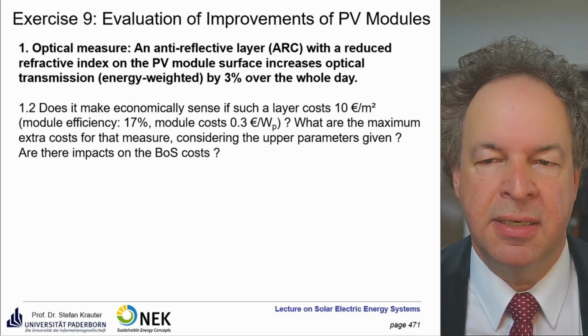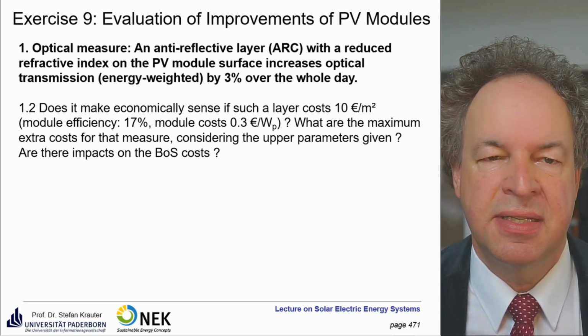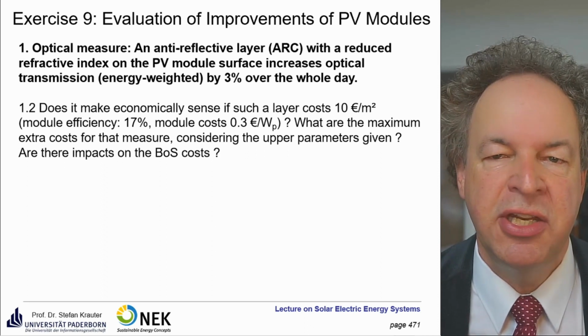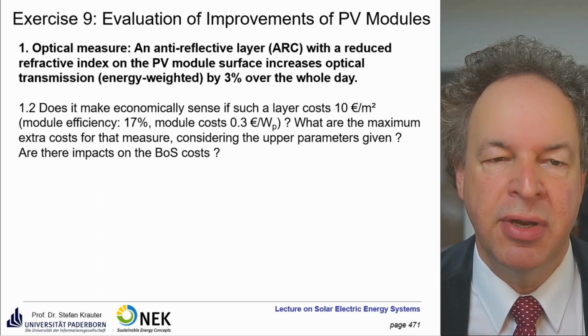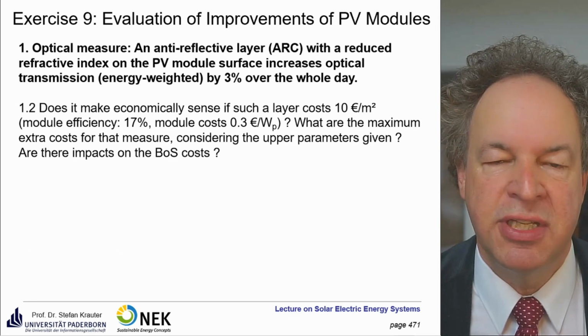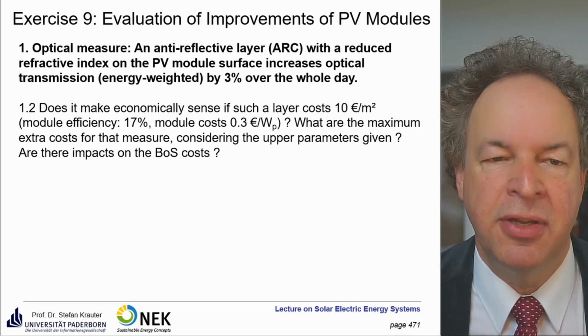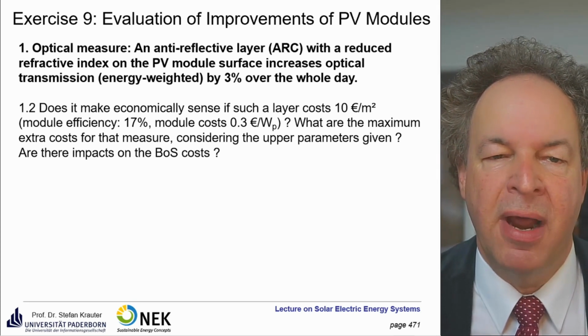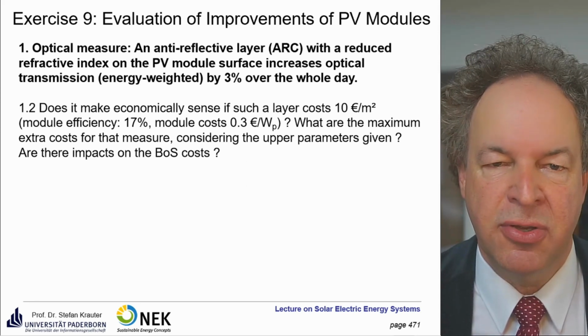So a second question of that part is, does it make economic sense if such a layer costs 10 euro per square meter, considering a module efficiency of 17%, that would cost 30 cents per watt peak? What are the maximum extra costs for that measure, considering the given parameters? Are there impacts on the BOS, that means balance of systems costs?